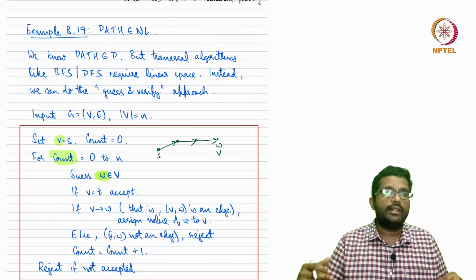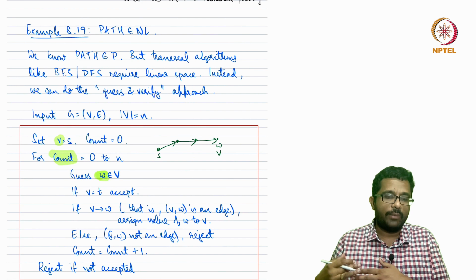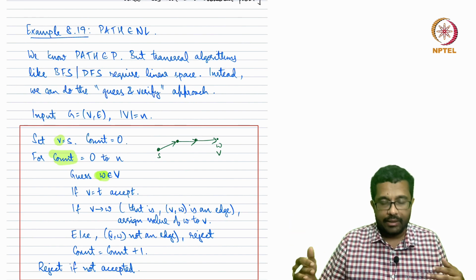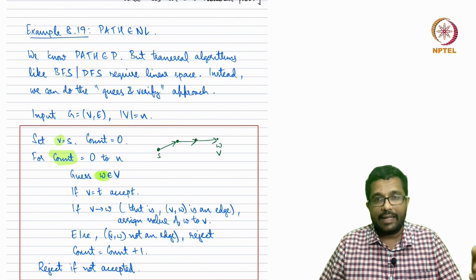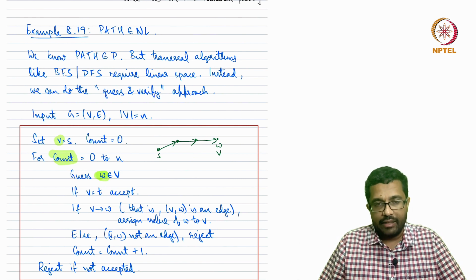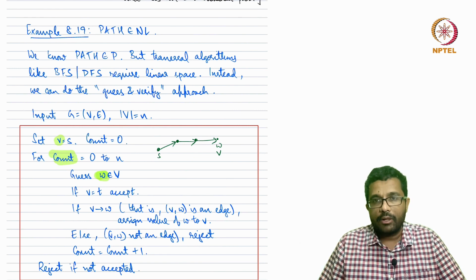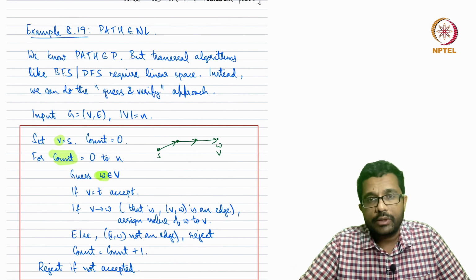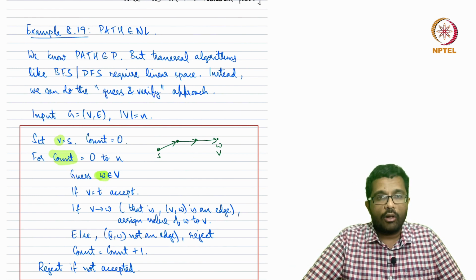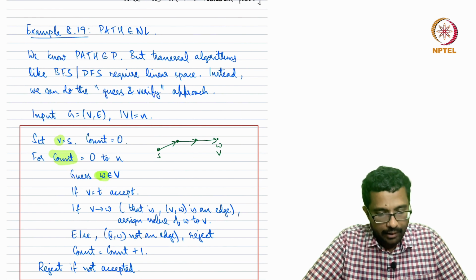We don't remember how we reached V, because if we were to keep track of the entire path, the number of vertices in the path could be something like n by 2 or n, or three-quarters of n or something. That is already linear in the number of vertices. So we cannot afford to store that much. The space that we are allowed is only logarithmic in the input.